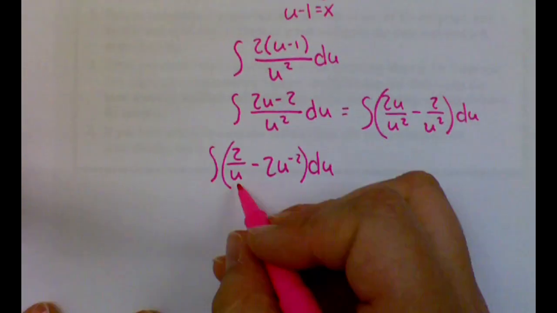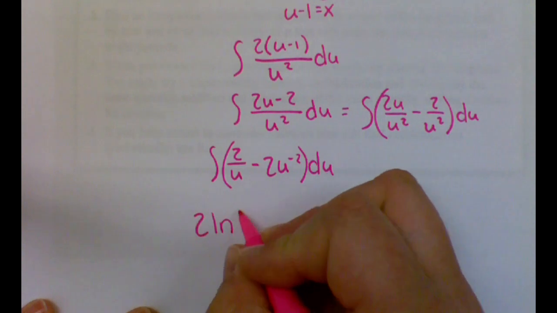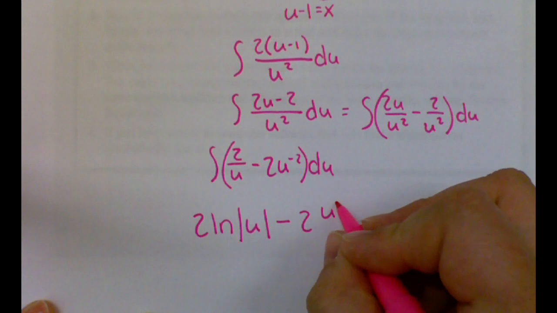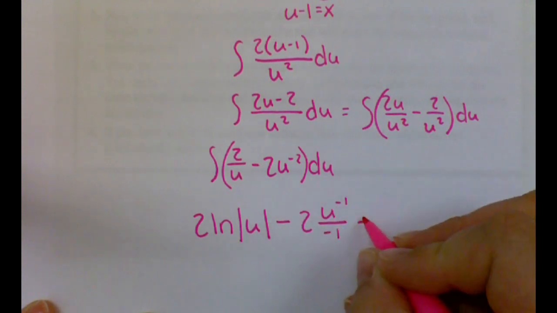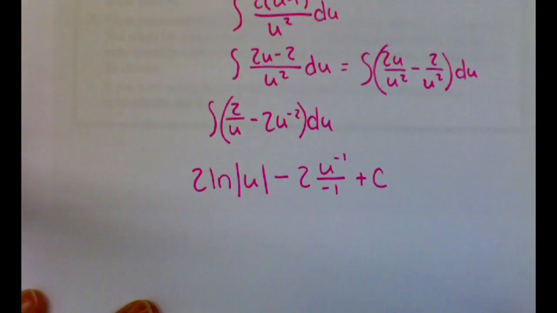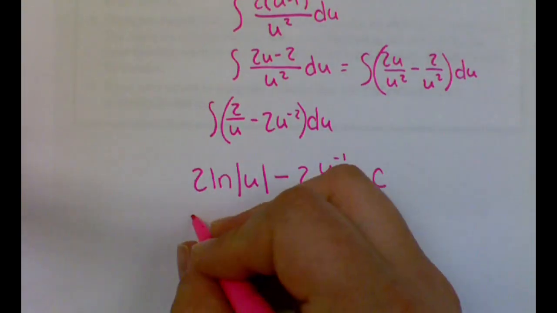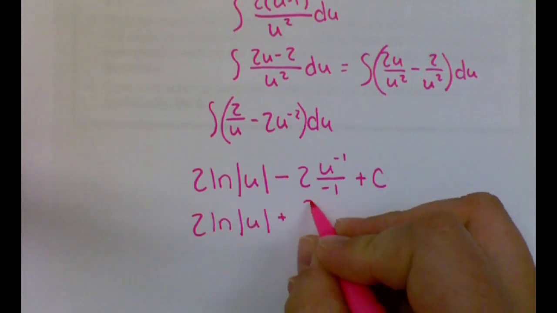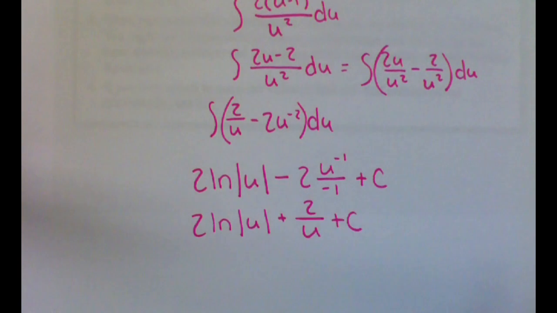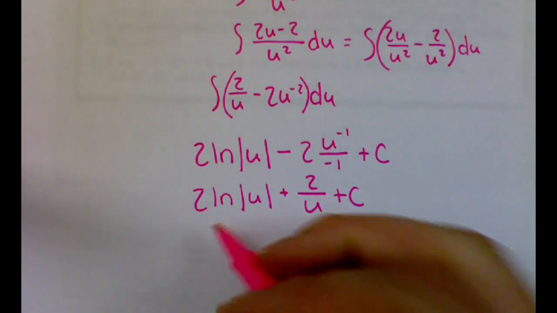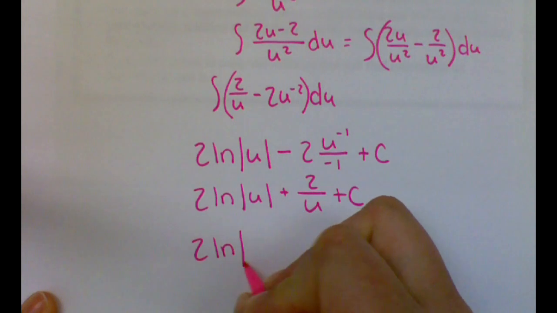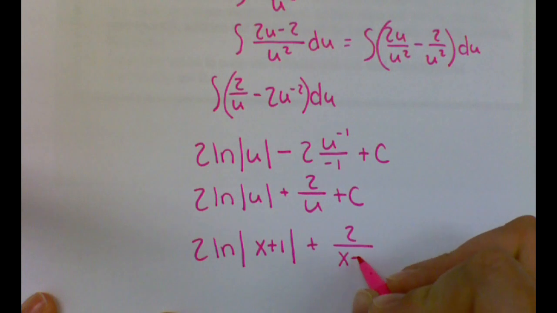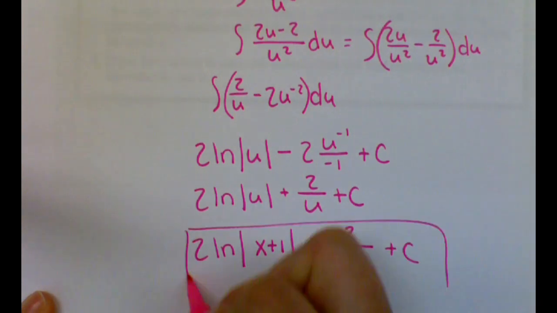Well, the antiderivative of 2 over u is 2 times the natural log of the absolute value of u minus 2 times u to the negative first power divided by negative 1 plus c. Well, a negative, negative, we have 2 natural log of the absolute value of u plus 2 over u plus c. And then we will resubstitute the u. 2 natural log of the absolute value of x plus 1 plus 2 over x plus 1 plus c is our antiderivative.